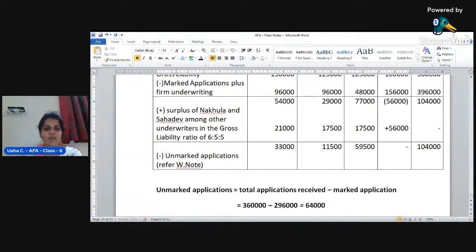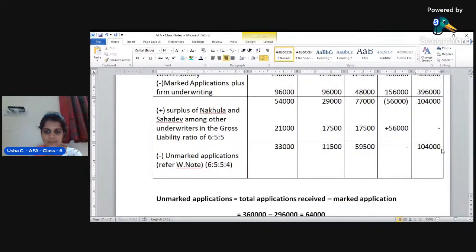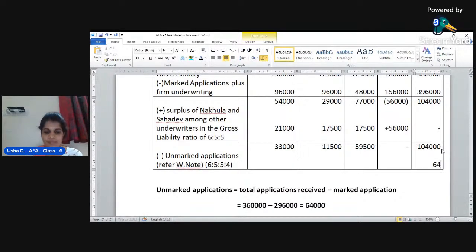Sixty-four thousand is what? This 64,000 is the unmarked applications, and this 64,000 of unmarked applications shall be distributed among the underwriters in the ratio of 6:5:5:4. Now distribute this amount, the unmarked applications. 64,000 must be distributed. So for that, how to calculate?